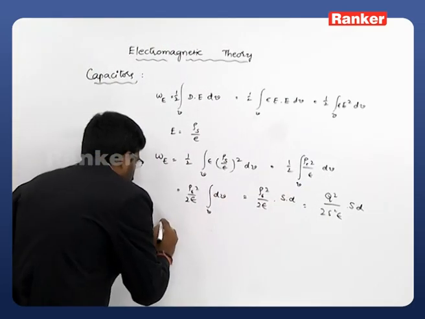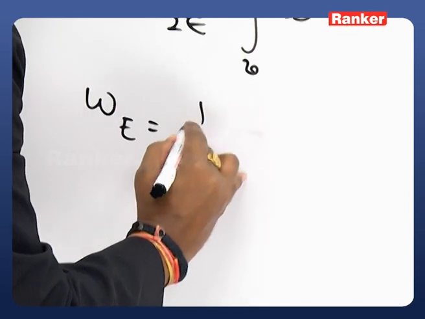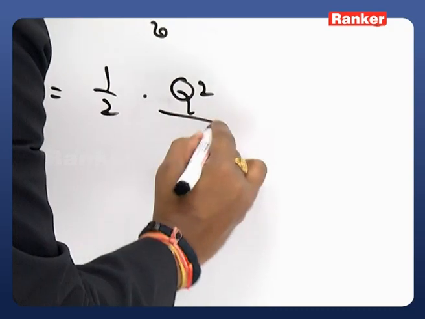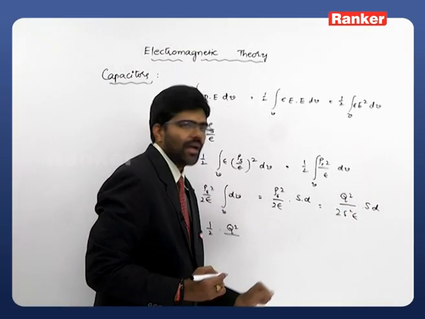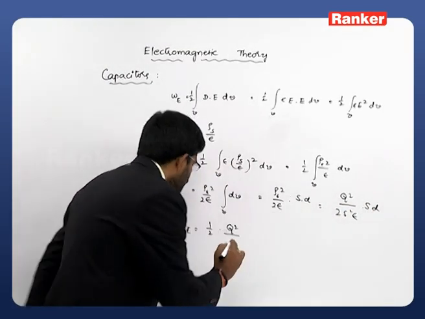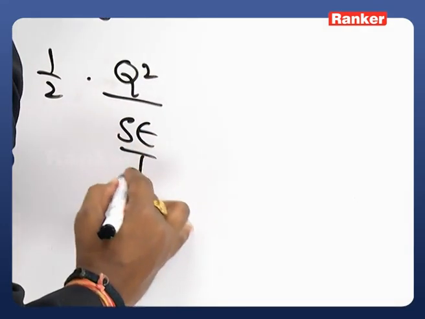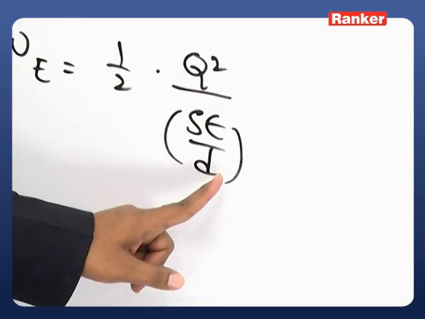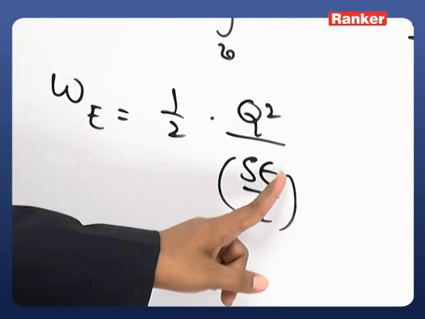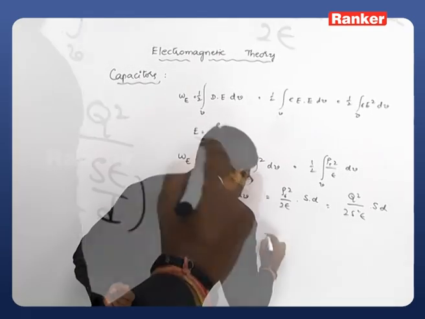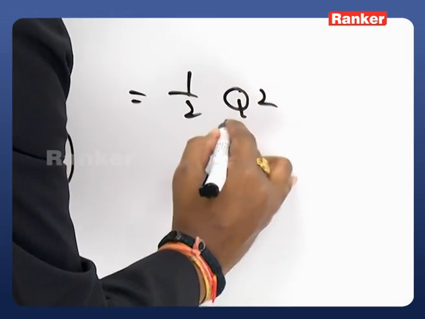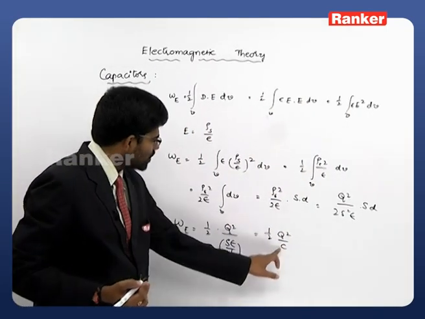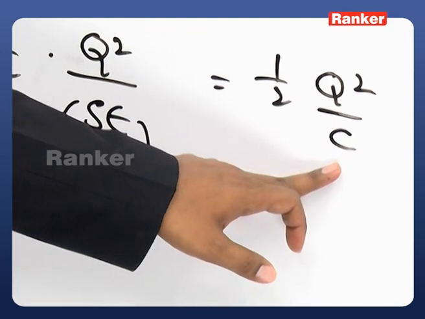So the total energy stored now can be written as 1 by 2. Just observe here, this is Q square divided by S, which will be cancelled, and this D can be brought out, that is S epsilon by D. What is this S epsilon by D? Just now we observed that as the capacitance of a parallel plate capacitor. So this can be written as capacitance, which equals 1 by 2 Q square by C. This is the energy stored in our parallel plate capacitor.